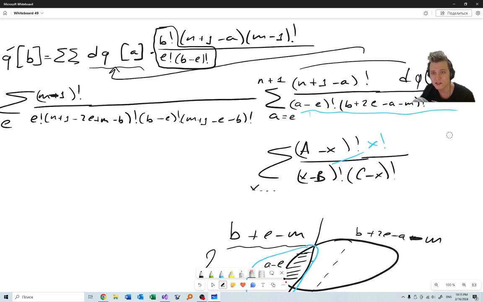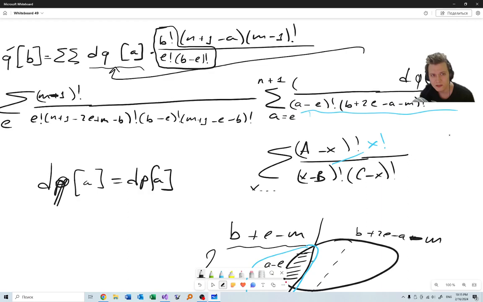So this thing is hidden inside of dq. So dq of a is dp of a times a factorial times n plus 1 minus a factorial. Okay, this is hidden here. If so, then we simply need to make this summation. And can we do it? Can we do it fast? Because we need to make a lot of such summations.